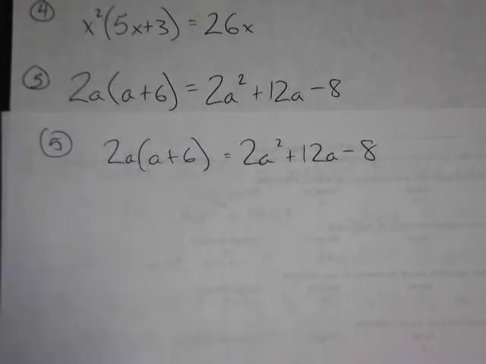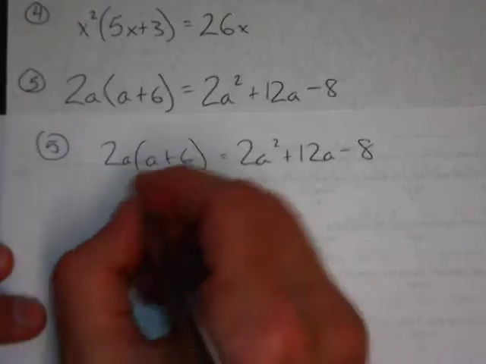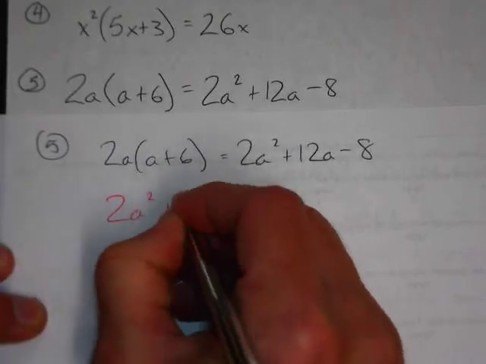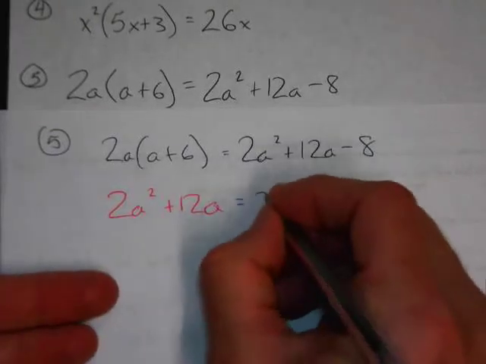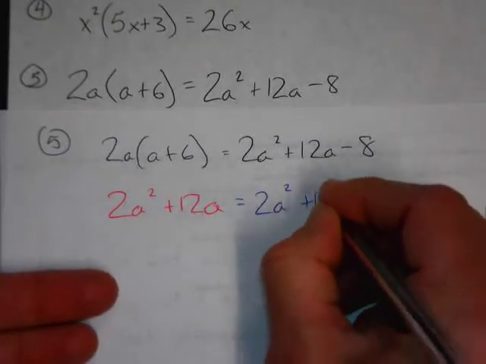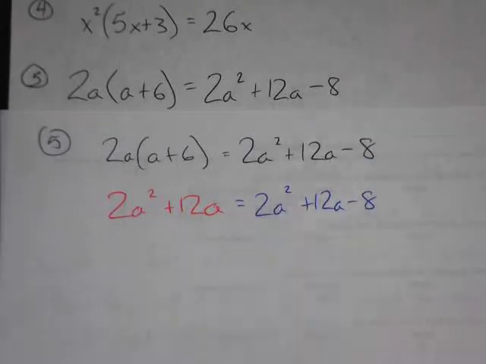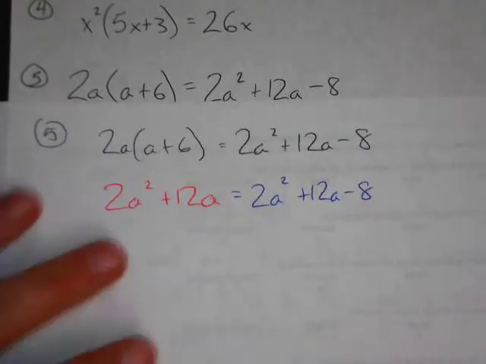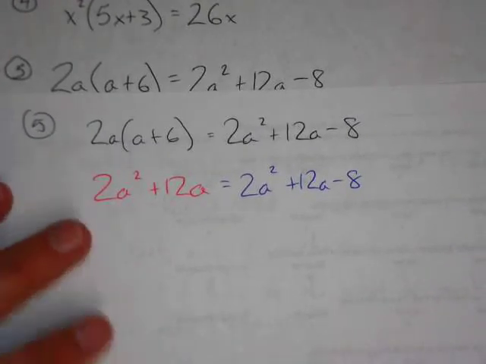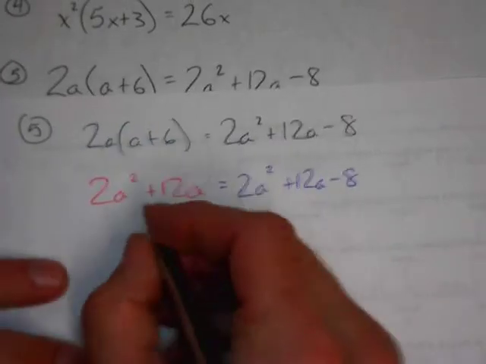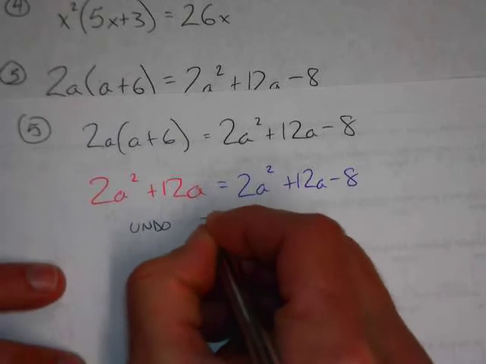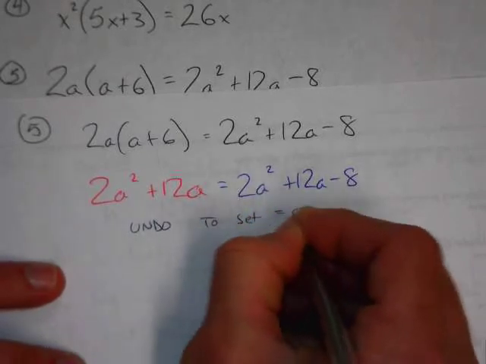First things first, we're going to clean up this side. So we have 2a squared plus 12a, and that's going to be equal to 2a squared plus 12a minus 8. Right? So we're going to clean up our stuff, and we're going to see if we can set this thing equal to 0. And if we're going to set it equal to 0, we can move everything to either one side or the other. Okay, so we're going to undo to set equal to 0.